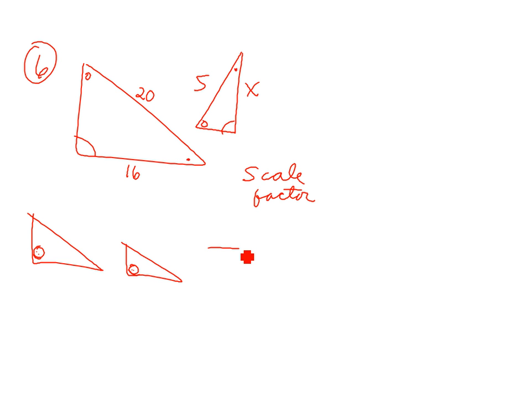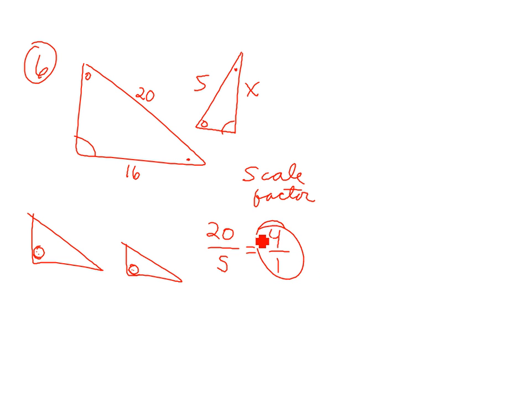Now be careful. So pick a side in this triangle. It's 20. What's 20 match up to in that? 5. This is going to be your scale factor. You pick one that you know two numbers for, and then you reduce it down. What's that reduced to?